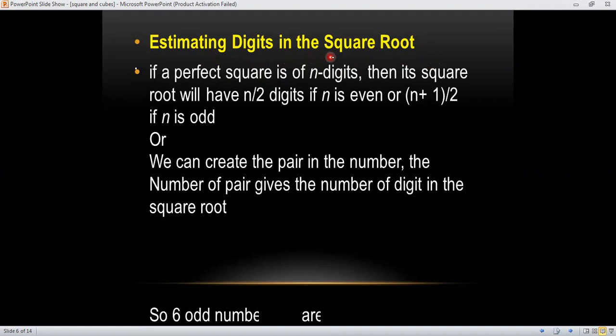So for estimating digits in the square root, if the number of digits is even, we will use n by 2 to find the digits of the square root. And if the number of digits is odd, we will take the formula (n plus 1) by 2 for estimating digits in the square root.